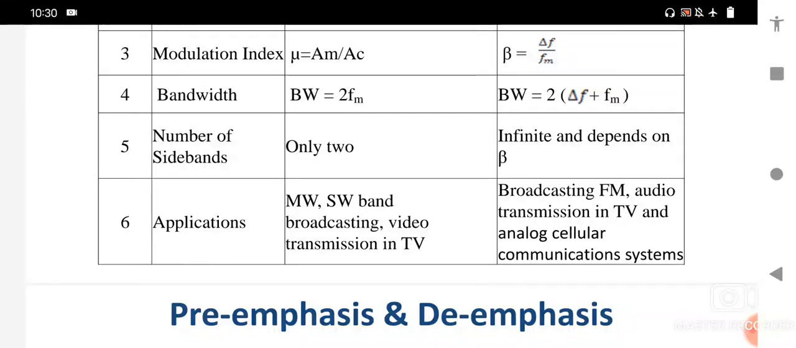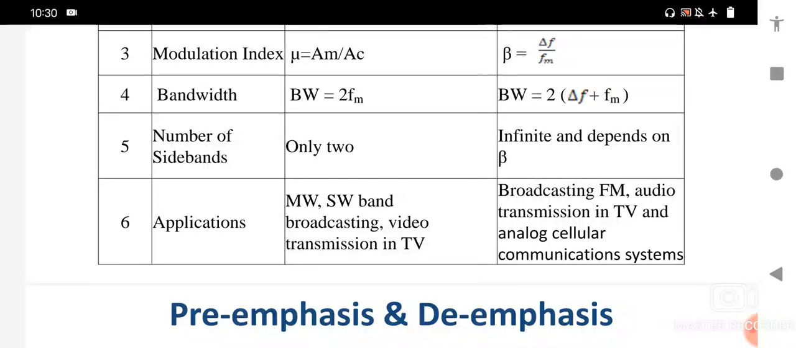The next one is the number of sidebands. In amplitude modulation, we have only two sidebands, that is the upper sideband and the lower sideband. But in frequency modulation, it has infinite sidebands, which depends on the beta value.